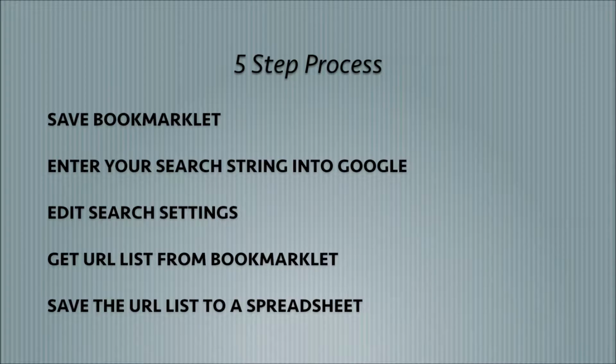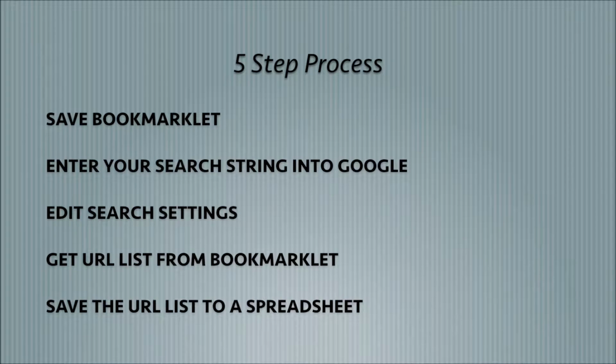After that, we're going to be entering our search string into Google, which is going to be a custom search string for our niche. And then we're going to be editing and saving our settings to tailor to that exact search result that we want. Followed by that, we're going to be getting the URL list from the bookmark that we saved, and then finally saving our URL list into a spreadsheet file.